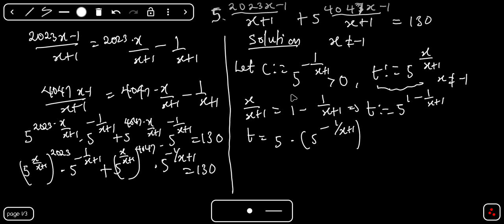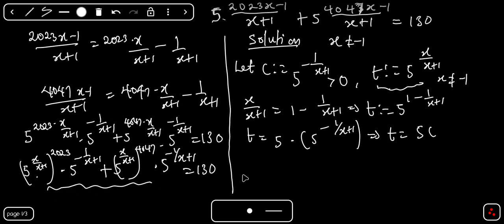And remember that c is 5 raised to the power of minus 1 over x plus 1. So we're going to say t equals 5c. Wow, that's beautiful. So t equals 5c. All right, guys, so let's move on. Since we already said that 5 raised to the power of x over x plus 1 is t, and 5 raised to the power of negative 1 over x plus 1 is c, we can now write this equation right here.